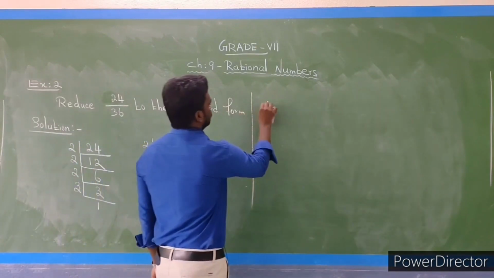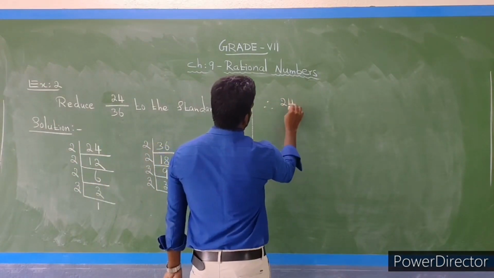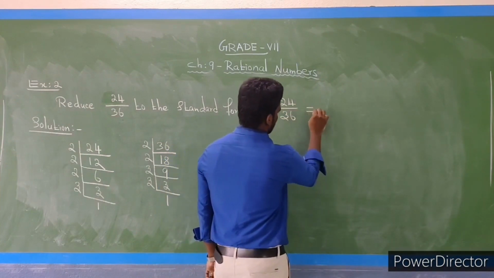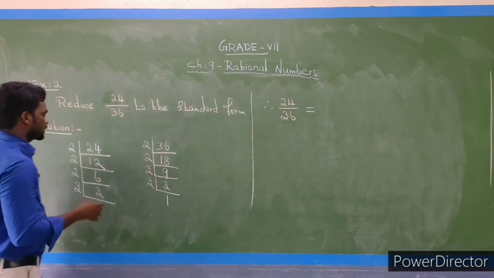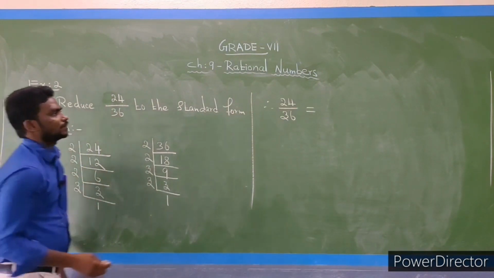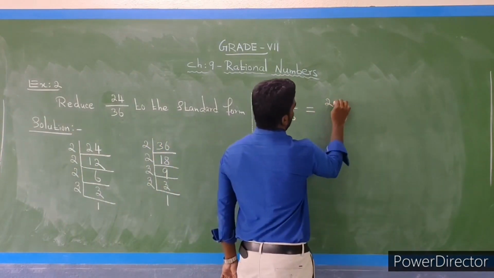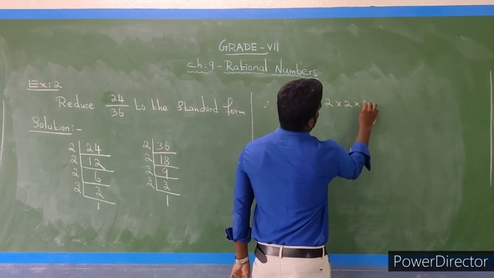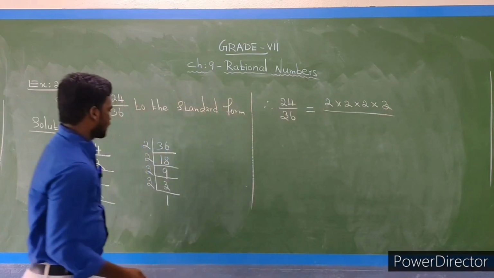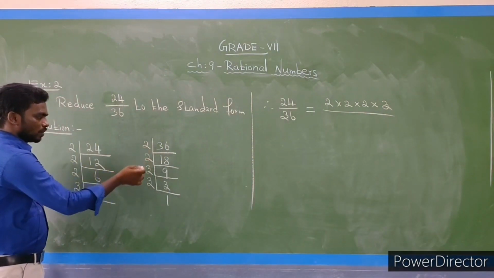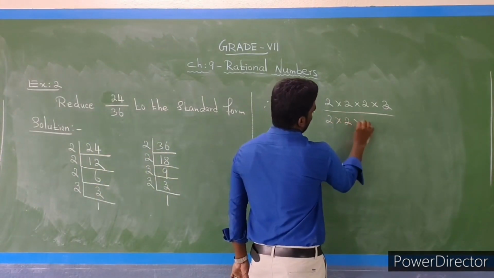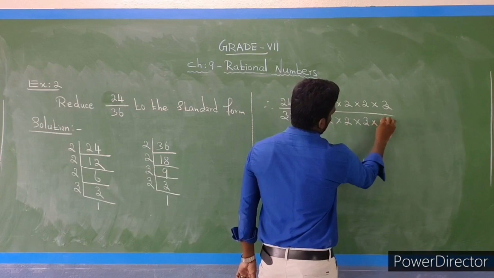Therefore, the number 24 by 36. 24 can be expressed in prime factorization as 2 into 2 into 2 into 3, divided by 36, which can be expressed as 2 into 2 into 3 into 3.